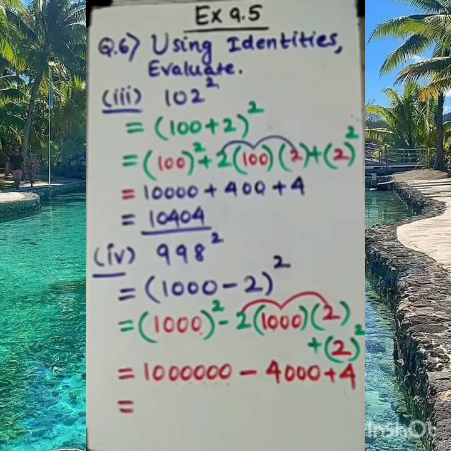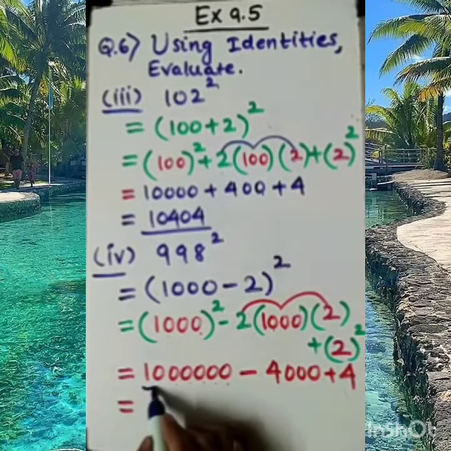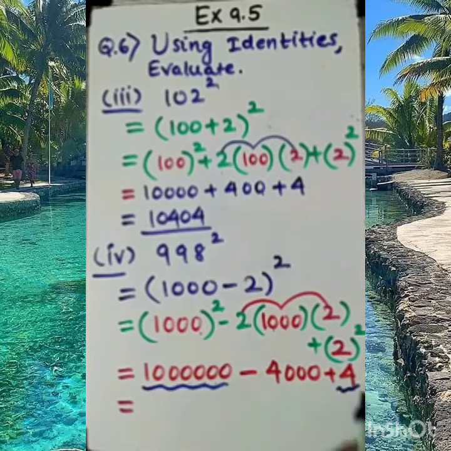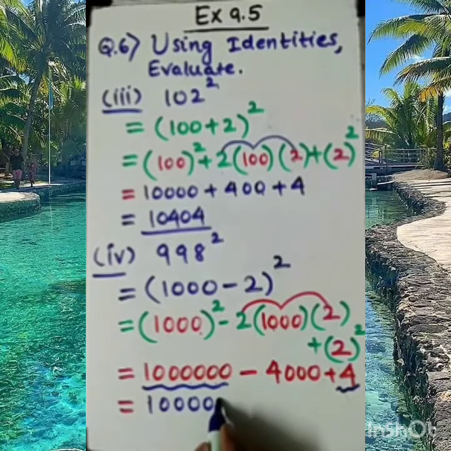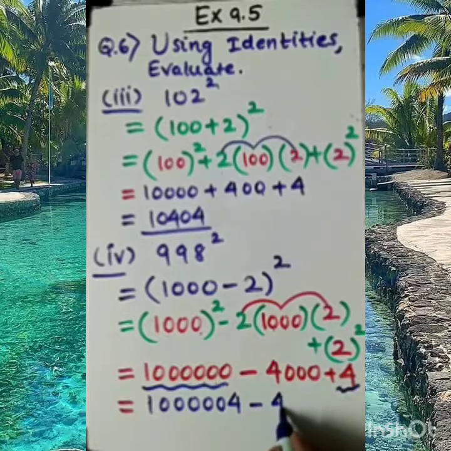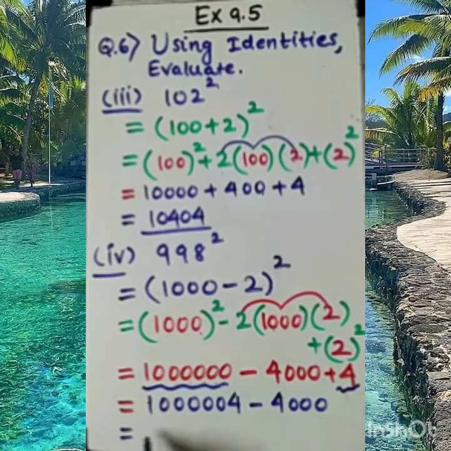So finally, if we go through the solution, these two terms are positive, that is 10 lakh plus 4. So 10 lakh, we need to mention here 5 zeros between that and 4: 1, 2, 3, 4, 5, 6. Minus 4000. Let's subtract it. 4 minus 0 gives the result 4. 0 minus 0, 0.